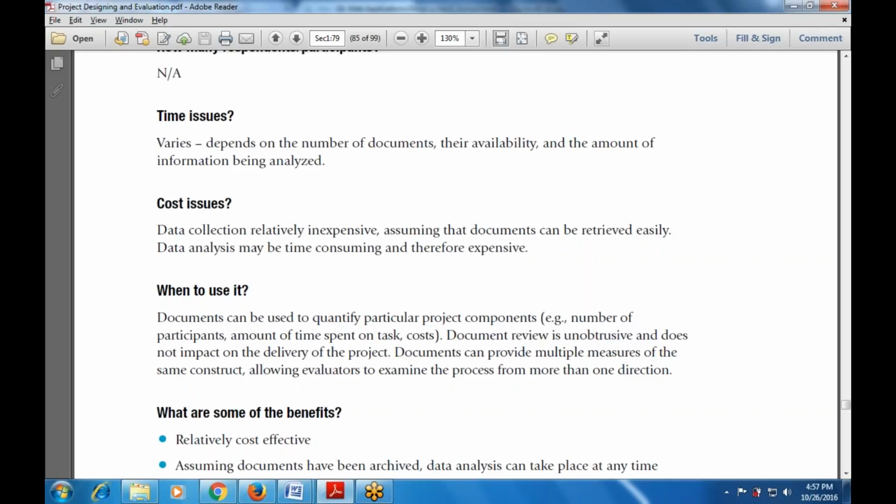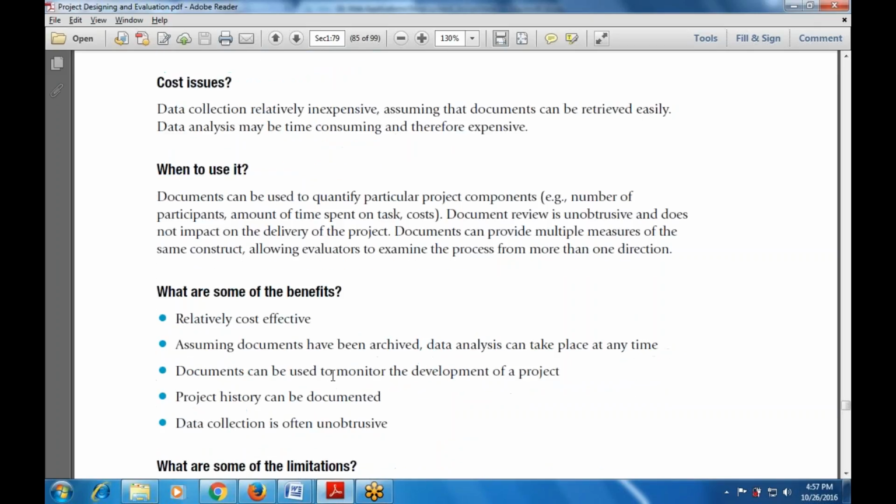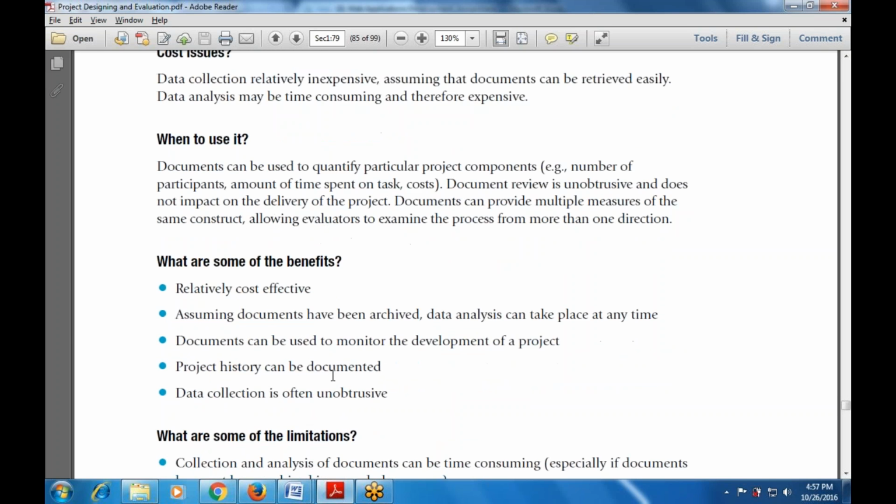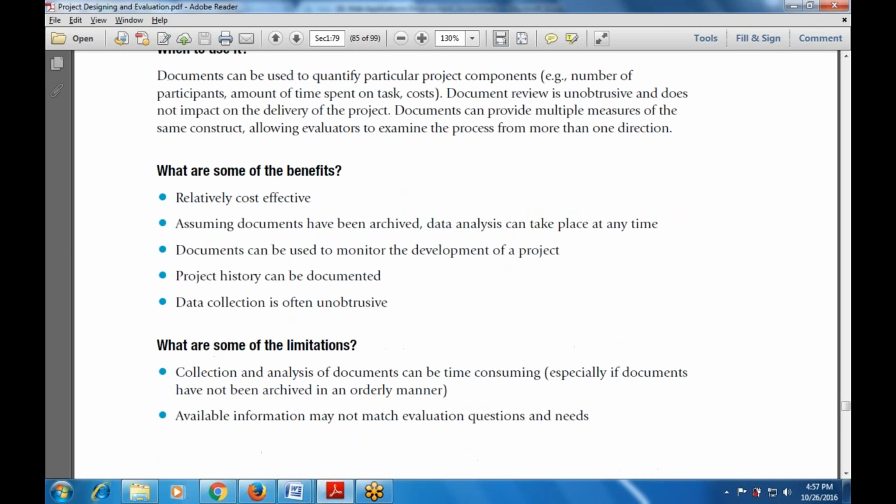Then, what are some of the benefits of using the document or product review? It is relatively cost-free, cost-effective. That means it is very inexpensive to use. Then, assuming documents have been archived, data analysis can take place at any time. Data analysis can take place at any point in time.